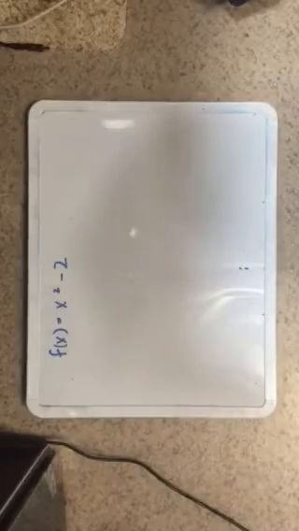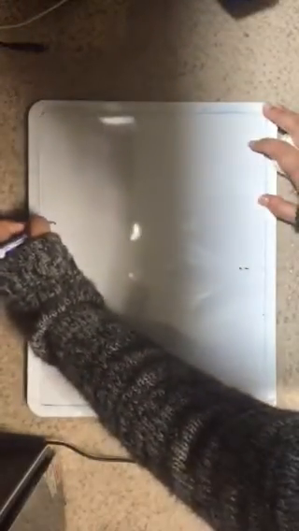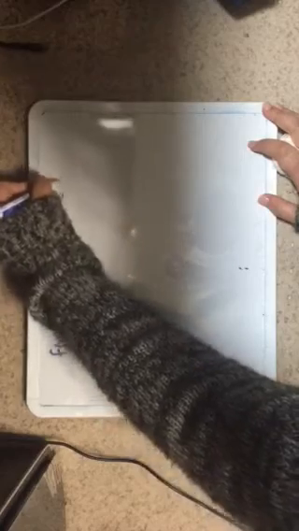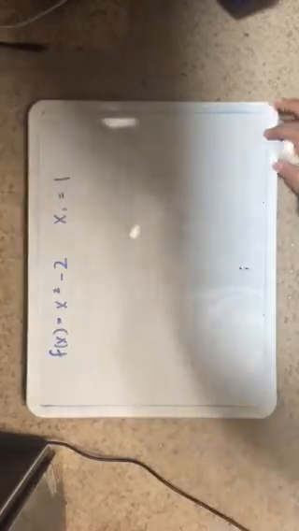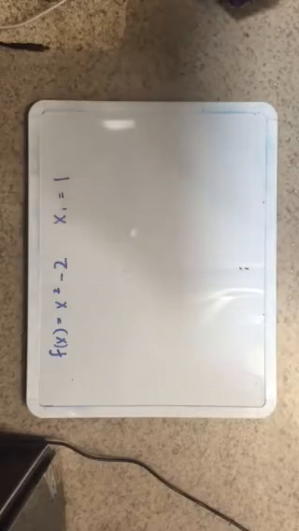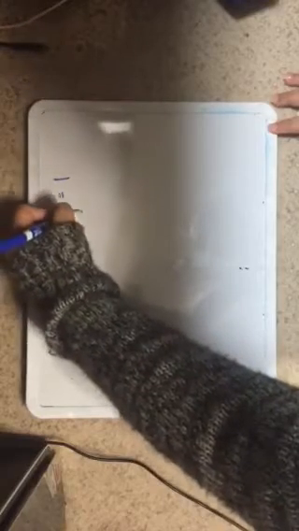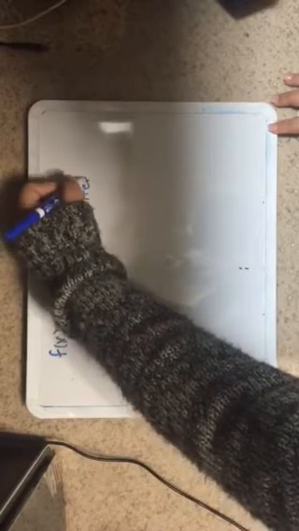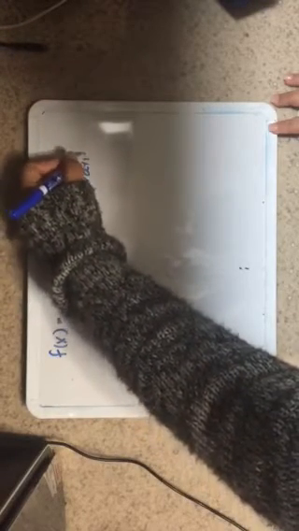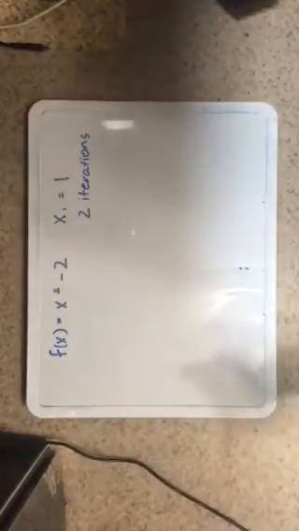Okay, so that would be our function, and we're going to use x1 equals 1. And we're going to go to 2 iterations. 2 iterations means, let me just write that down, 2 iterations. And that means basically 2 steps. It'll make more sense when we do the chart.